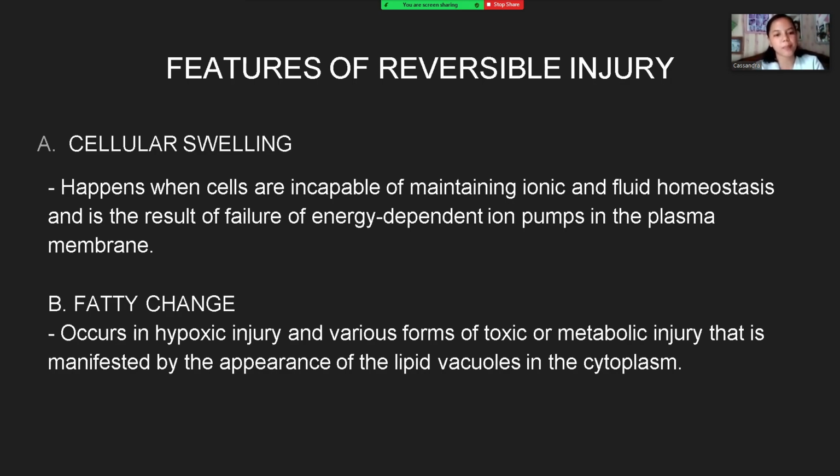Fatty change. It occurs in hypoxic injury and various forms of toxic or metabolic injury, and is manifested by the appearance of lipid vacuoles in the cytoplasm. Meaning, when cells involved in the metabolism of fat, like liver cells, are damaged, they are unable to metabolize fat, and small vacuoles of fat will accumulate in the cytoplasm.